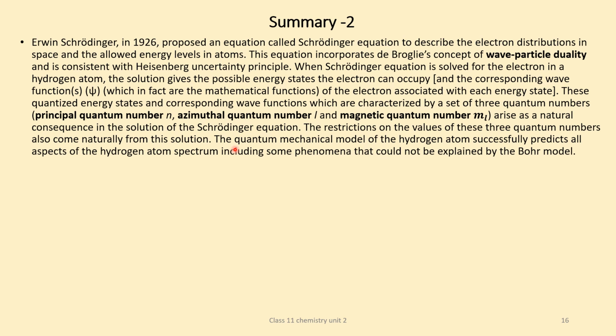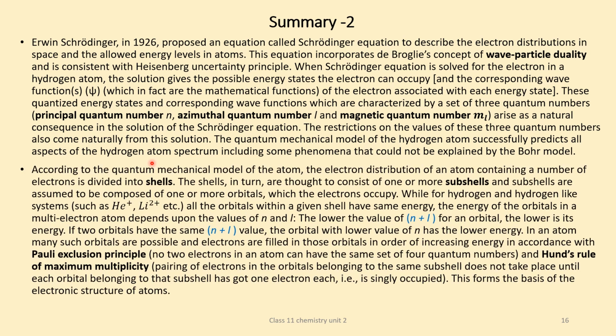The quantum mechanical model of hydrogen atom successfully predicts all aspects of hydrogen atom spectrum, including some phenomena that could not be explained by Bohr model. According to quantum mechanical model of atom, the electron distribution of an atom consisting of a number of electrons is divided into shells. The shells in turn are thought to consist of one or more subshells, and subshells are assumed to be composed of one or more orbitals which the electrons occupy.